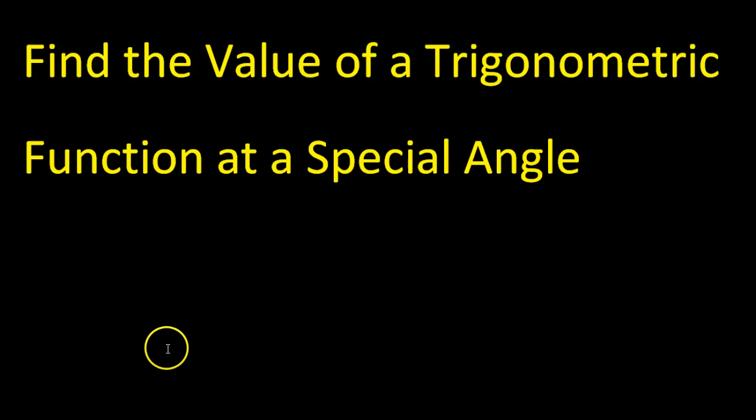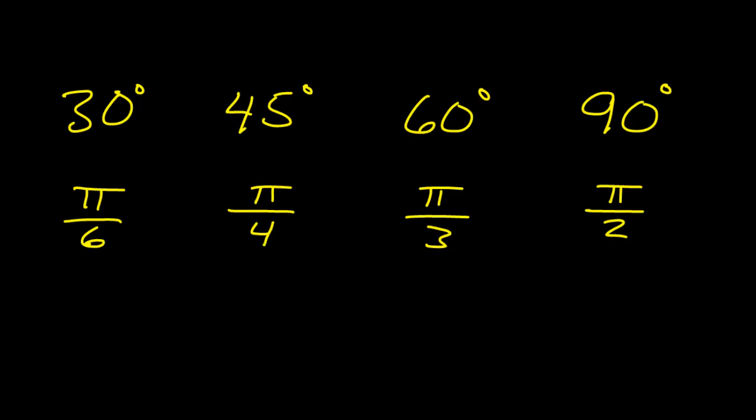In this video, we will find the value of a trigonometric function at a special angle. Special angles will be multiples of pi over 6, pi over 4, pi over 3, or pi over 2, also known as 30 degrees, 45 degrees, 60 degrees, and 90 degrees. So, as long as we have a multiple of these, we can easily find the value of any trig function.